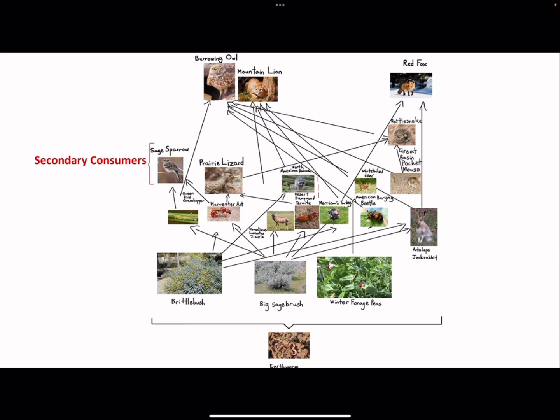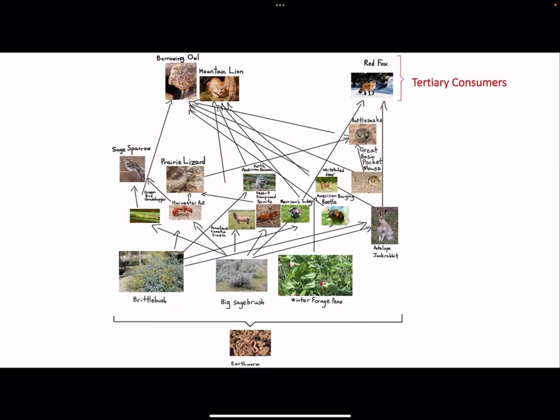Going up the trophic levels, the next ones up are secondary consumers, which are the ones that eat the primary consumers and anything below to get energy. Based on this chain, it is prairie lizard. The secondary consumers are usually omnivores and can be carnivores. The last trophic level on this food web is tertiary consumers. They are the ones that eat secondary consumers and anything below to get energy.